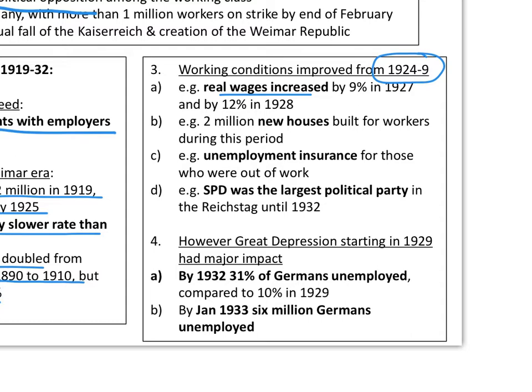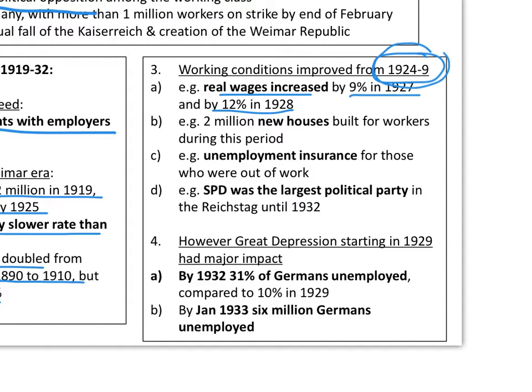Okay, wages could increase, but if prices go up faster than wages, your real wages have actually declined. But generally speaking, wages went up slightly more overall than prices, by 9% in 1927 and by 12%. Now this, remember, is the middle era, 1924 to 29.